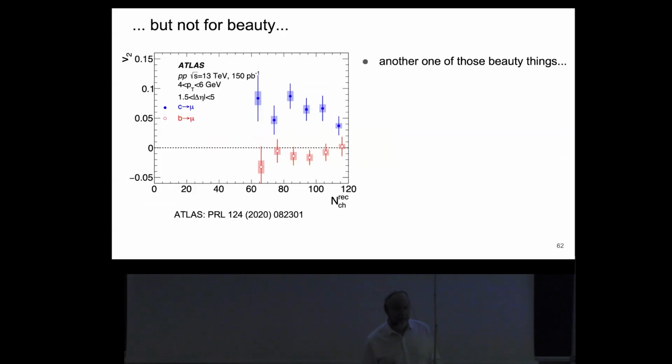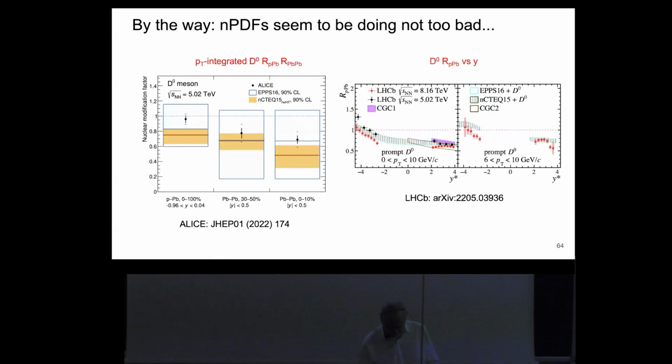Beauty is the odd man out. Once again, beauty is different. The V2 of beauty seems very close to zero. So this is another indication that beauty seems to be far from completely coupled with the system.